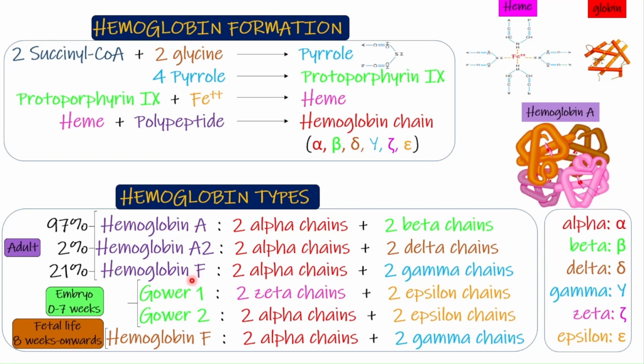In the adult life we have 3 different types of hemoglobin molecules, whereas in the fetal life there are other 3 types. The most important among all of them is hemoglobin A, because in adult life 97%, the predominant percentage, is hemoglobin A, which is 2 alpha chains and 2 beta chains. If not defined, when we talk about hemoglobin, we mostly mean hemoglobin A. So this is it regarding hemoglobin structure, formation and its types. See you in the next part.